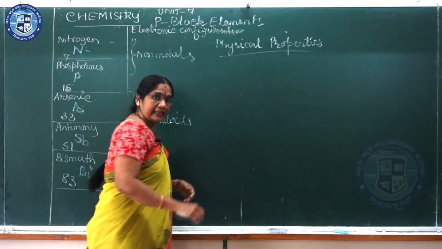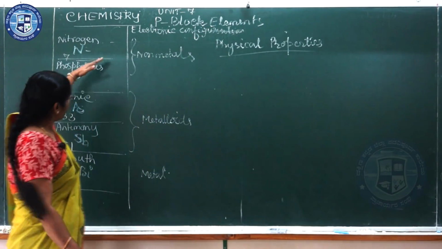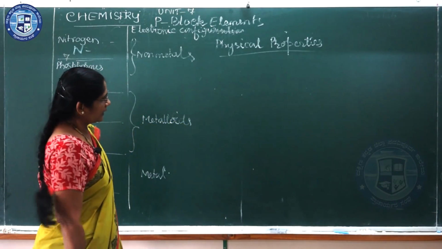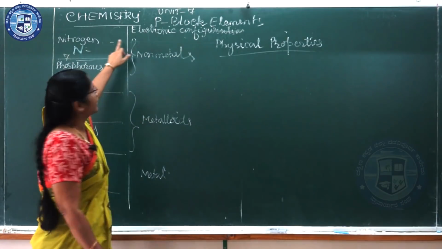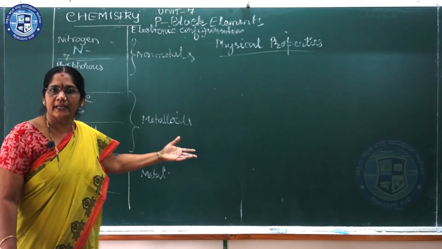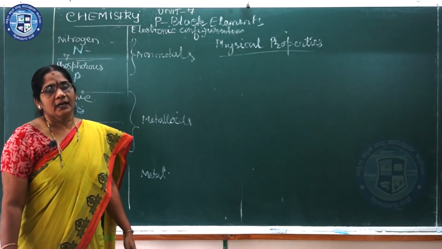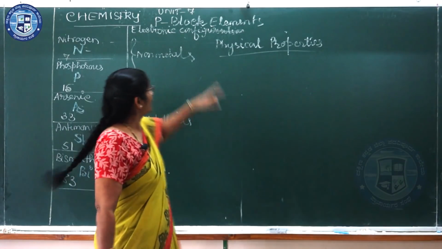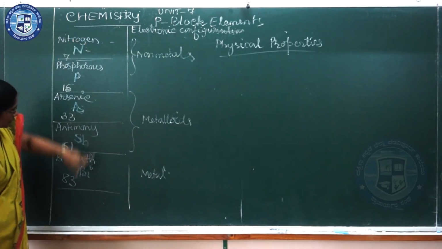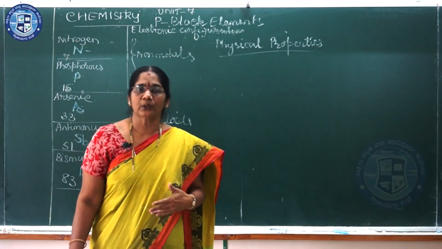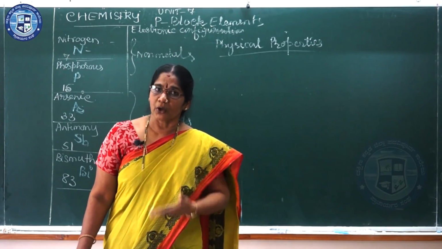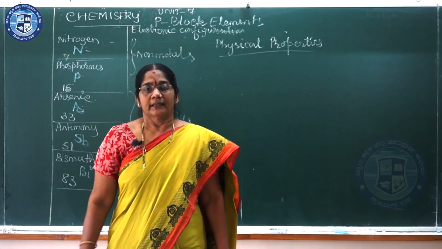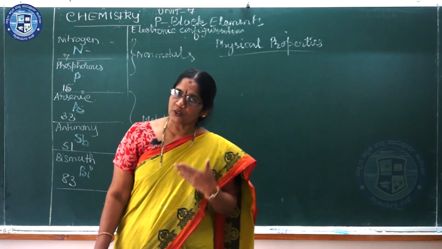Then nitrogen is a gas and all the others are solids. Except nitrogen and bismuth, others exhibit allotropy, and boiling points and melting points always increase when you move down from the top to the bottom in any group due to the increase in the atomic mass or molecular mass, increase in the number of electrons, increase of van der Waals attraction force. Therefore, the boiling point and melting point also increase.